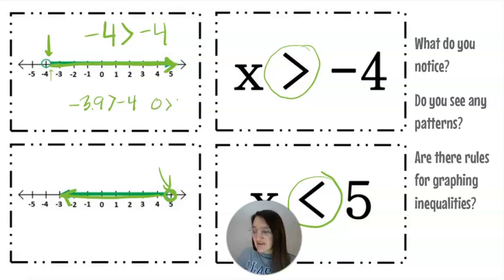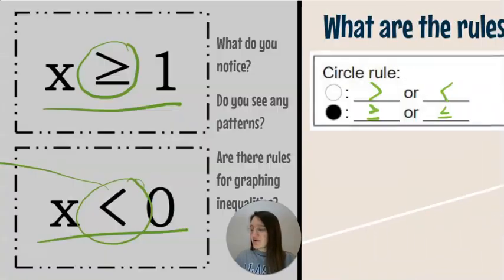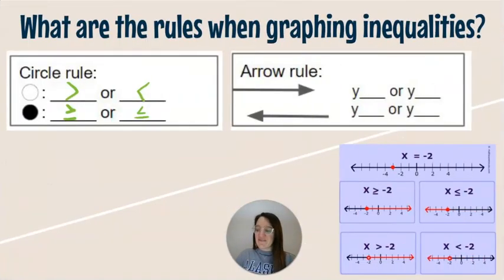Okay, 0 is greater than -4. That's why it's filled in right there. So that is why this rule works. If it includes the or equal to, then yeah, we're going to fill it in because it includes that as part of the solution. Okay, so that's the rule with the circles. Now, what's the rule with the arrows? The arrows tell you if it is greater or greater than or equal to, it'll go to the right. Why? Because anything greater is to the right.